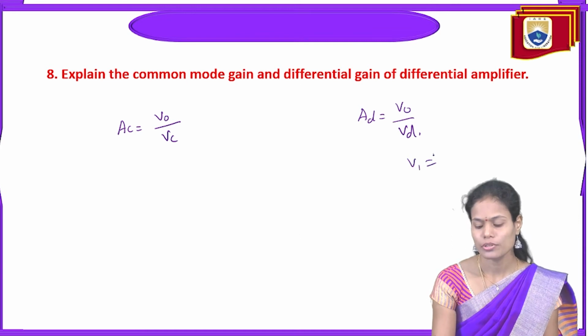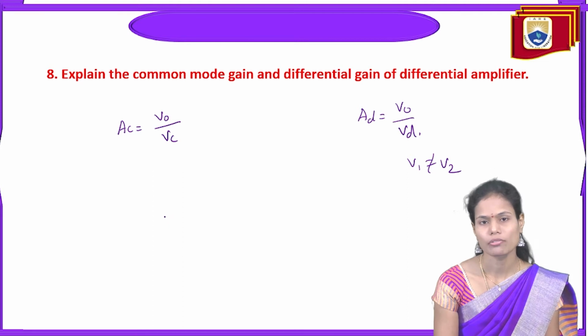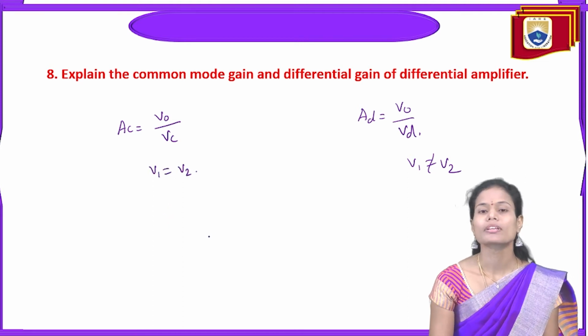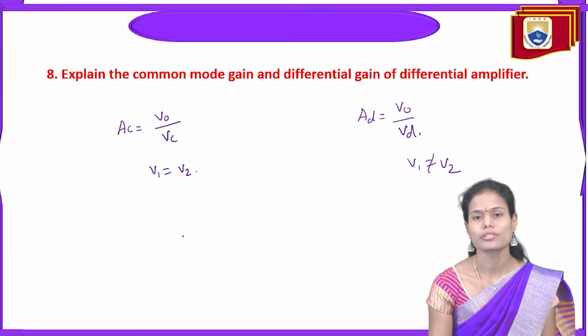Here the first input signal is not equal to the second input signal, but in the common mode case the first input signal is equal to the second input signal. That's why we call it the common mode gain, and this one is the differential gain. The differential gain is always high compared to the common mode gain.